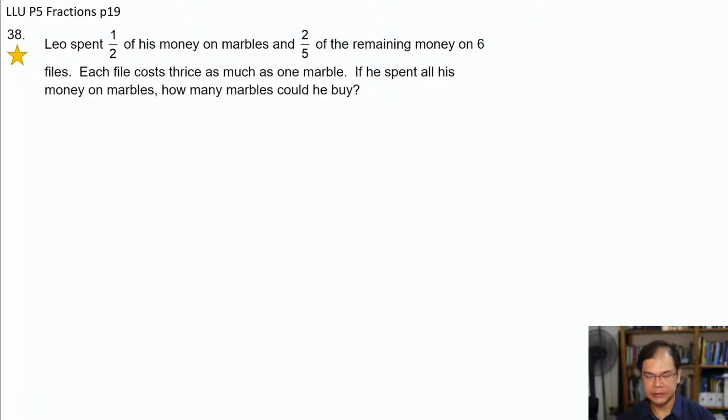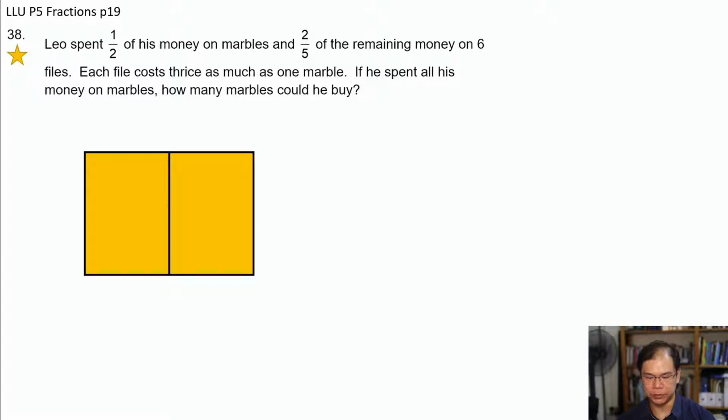Okay, last question. Leo spends half of his money on marbles and 2/5 of the remaining money on 6 fowls. Each fowl costs thrice, thrice means 3 times as much as 1 marble. If he spends all his money on marbles, how many marbles could he buy? So half of his money on marbles, so easy, I've got 2 big units. 1 unit goes to the marbles and the other unit is the remainder.